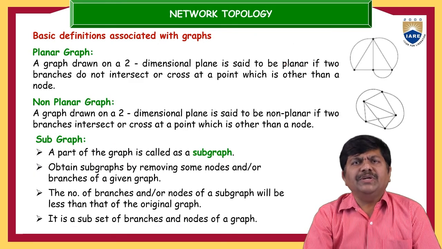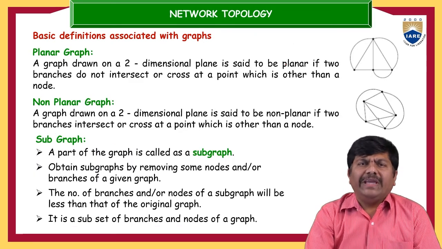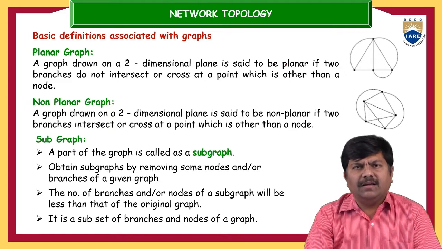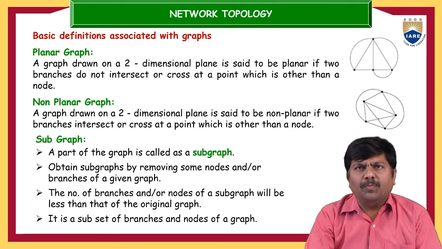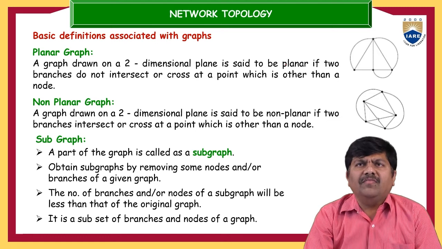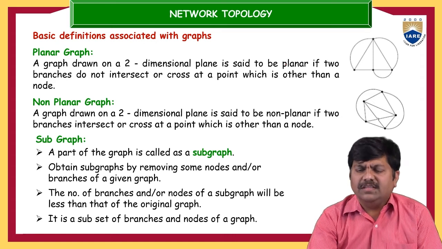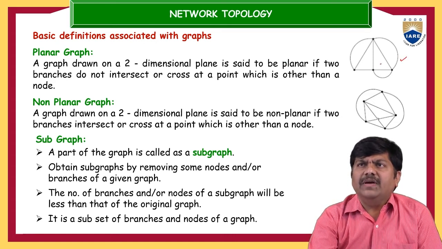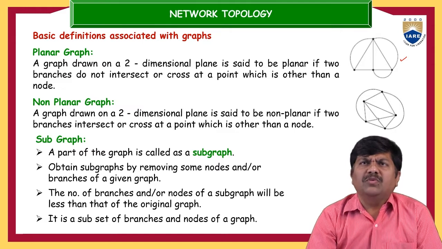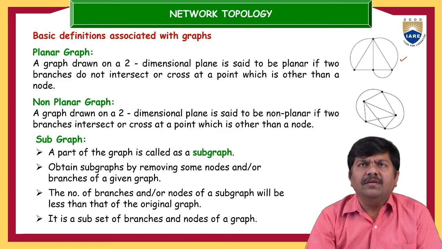So in continuation to that, we have to discuss a few more basic terms involved in the network topology. That is the planar graph. A graph drawn on a two-dimensional plane is said to be planar if two branches do not intersect or cross at a point which is other than a node. If you look at the first figure, this is very simple. This was drawn on a two-dimensional plane, and there is no crossover, there is no intersection. So this is nothing but the planar graph.